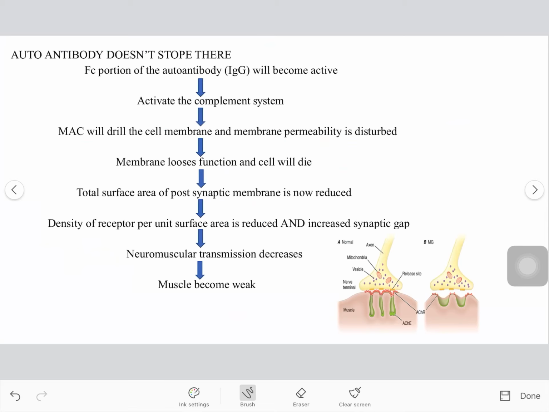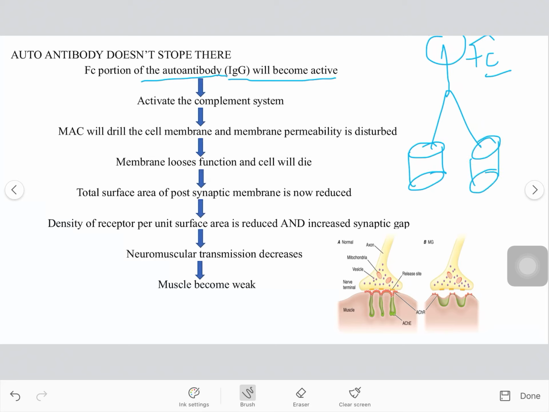The autoantibody does not stop there. The Fc portion of the autoantibody, the immunoglobulin G, will become active. If this is the autoantibody, this is known as the Fc portion. As we all know, it is bound to the acetylcholine receptor in the sarcolemma of the neuromuscular junction, on the postsynaptic membrane. The Fc portion of the autoantibody IgG becomes active, and then it will activate the complement system.